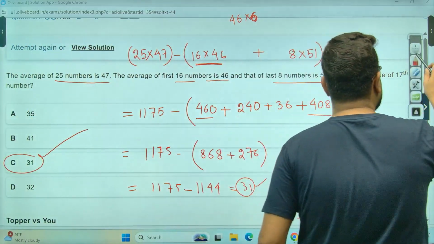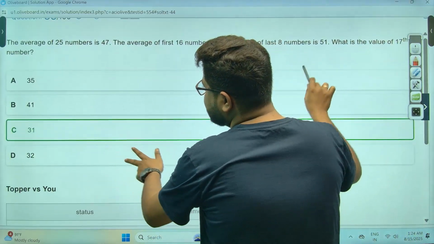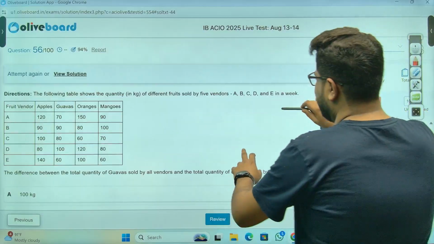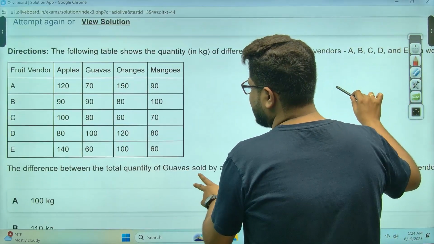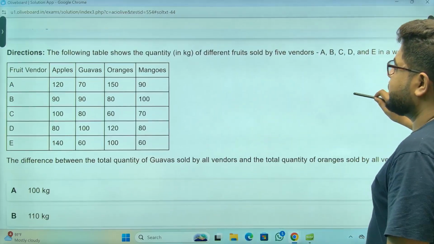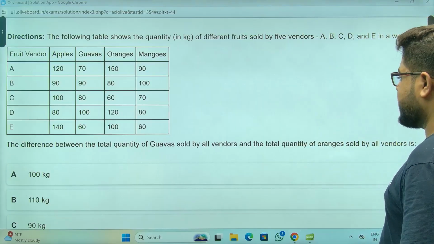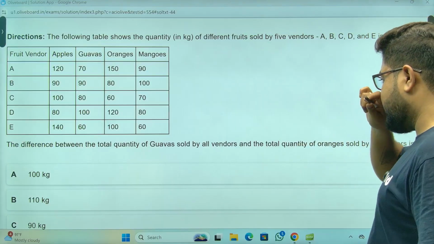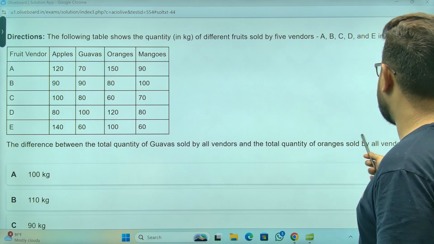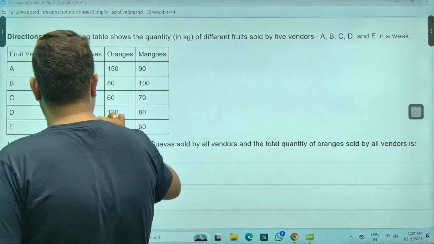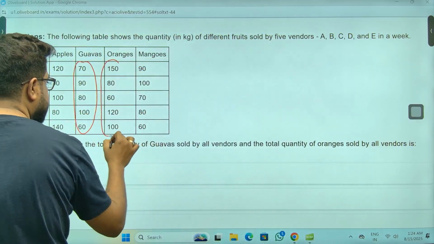31, option number C. Again, you could have done it a little easier as well, like conceptually difficult, but calculation wise a little easy. But again, this was not very difficult calculation as well. Achha. Different fruits sold by this, difference between total quantity of guavas sold by all vendors to total quantity of oranges sold. Total guava minus total orange.